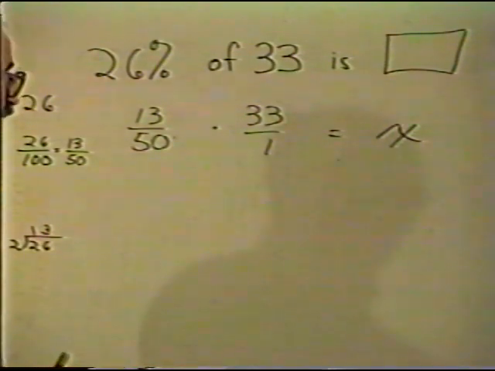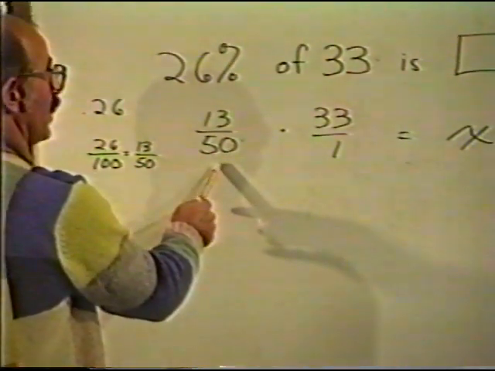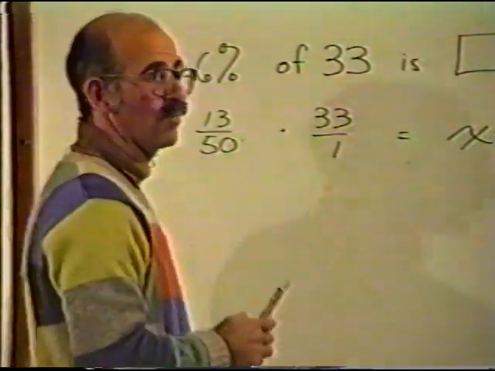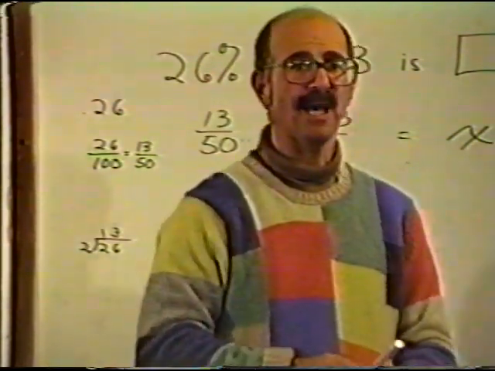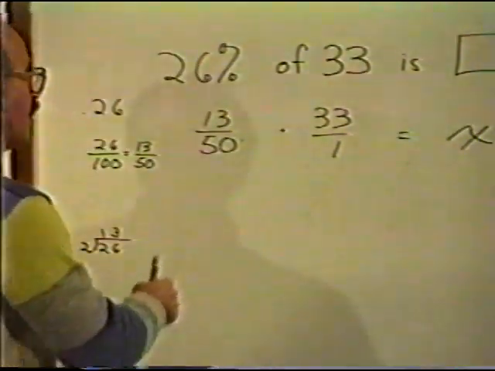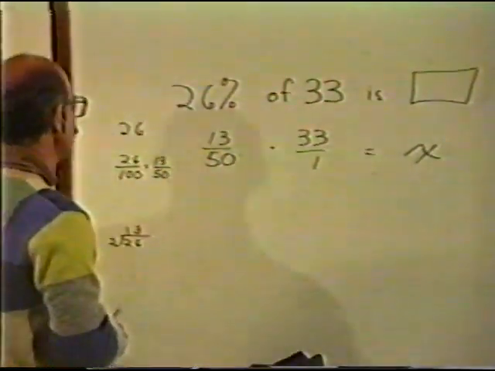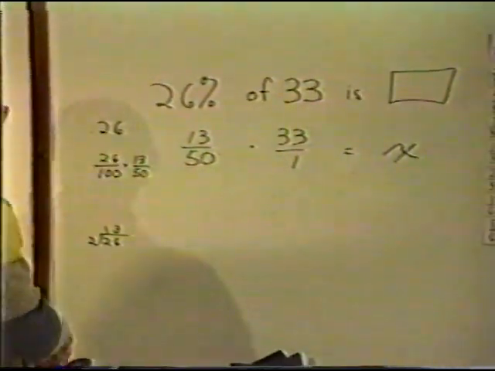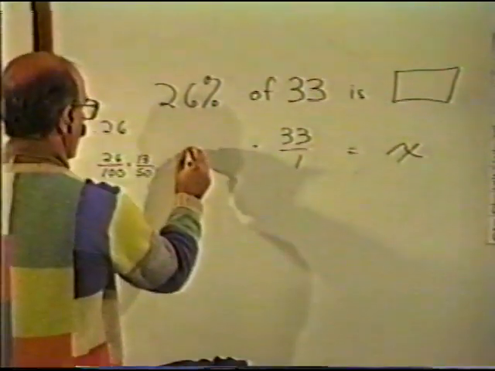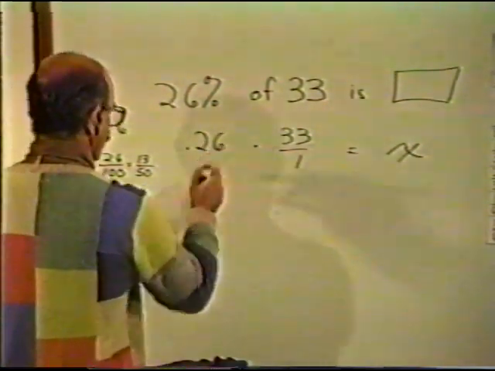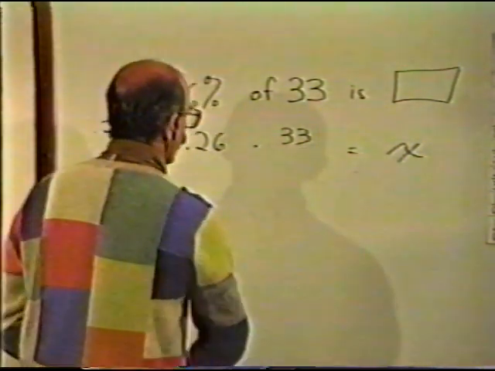No, we cannot cancel. We especially cannot cancel so that we'll get a 1 on the bottom. That means we should not use the fraction. When you cannot get it to cancel so that you get a 1 on the bottom, instead of the fraction, you should use the decimal. So we'll erase this and use 0.26, and we no longer need to have the 33 over 1.